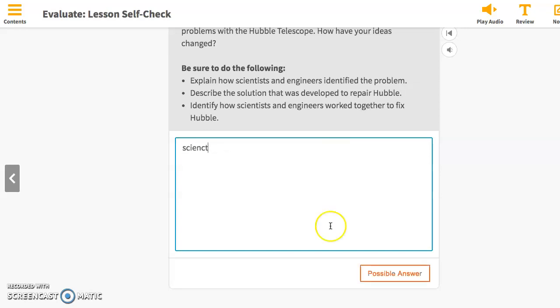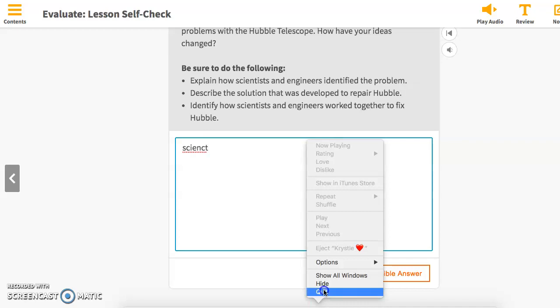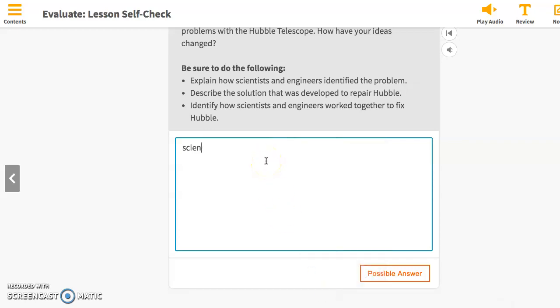So the scientists were the ones to research why the mirror was not in focus. Okay, they research why it's not in focus. Engineers create a focused design. Okay, that was the solution.